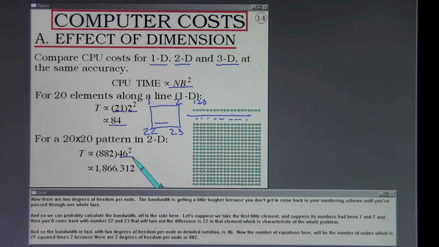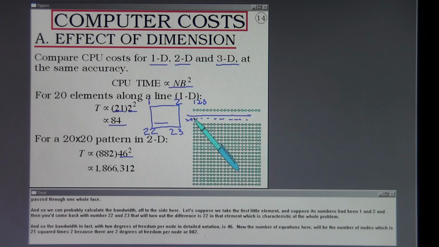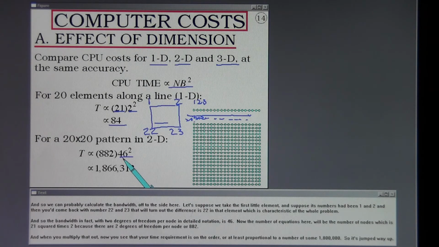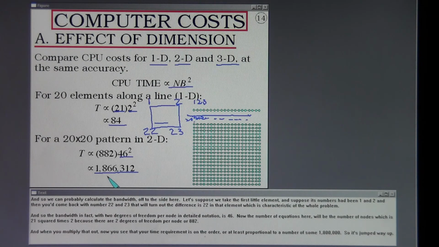Now the number of equations here will be the number of nodes, which is 21 squared times 2, because there are 2 degrees of freedom per node, or 882. And when you multiply that out, now you see that your time requirement is on the order, or at least proportional to, a number of some 1,800,000. So it's jumped way up.